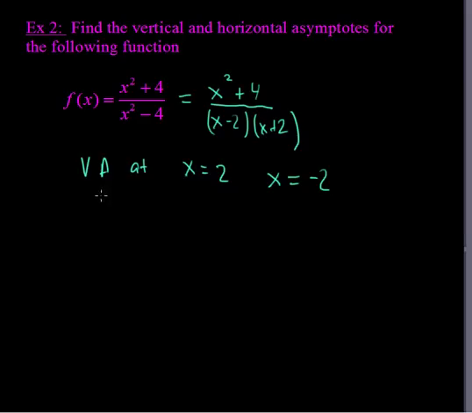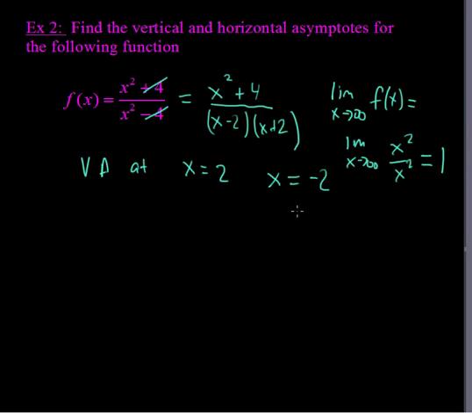All right, so now let's take a look at the horizontal asymptotes. To find those, you need to take the limit as x approaches infinity of the function. As x gets really, really large, this value and this value become almost meaningless. So this ends up being equal to the limit as x approaches infinity of x squared over x squared, which is equal to 1. So we have a horizontal asymptote at y equals 1. And that would be true whether we're going to positive infinity or negative infinity.